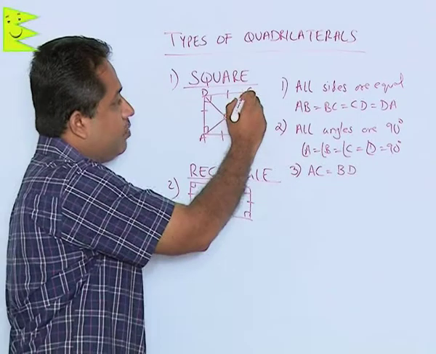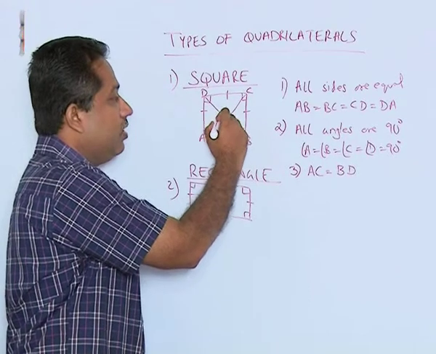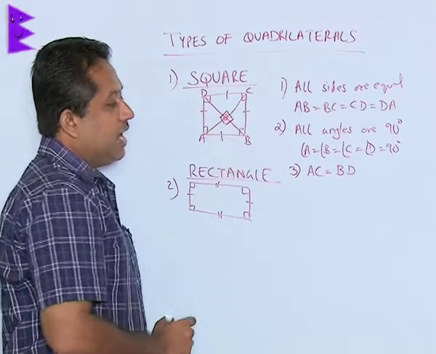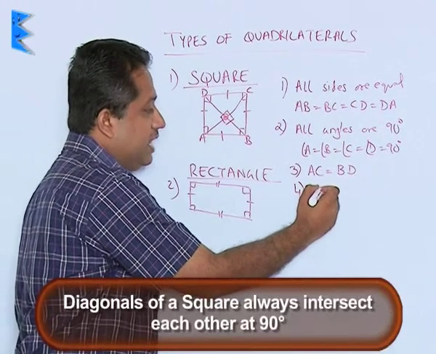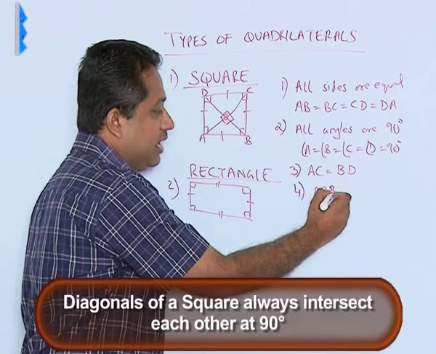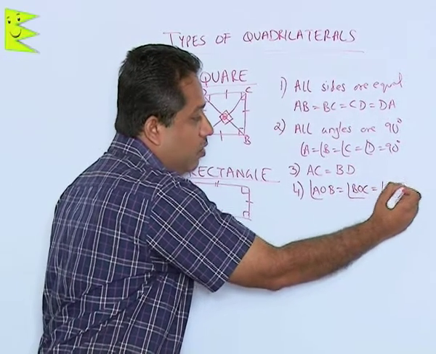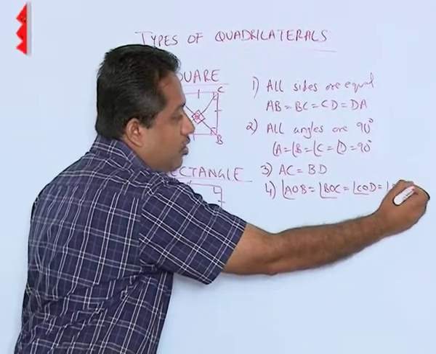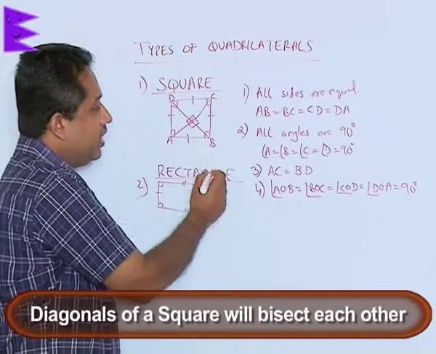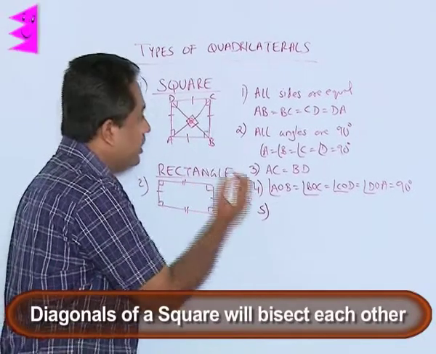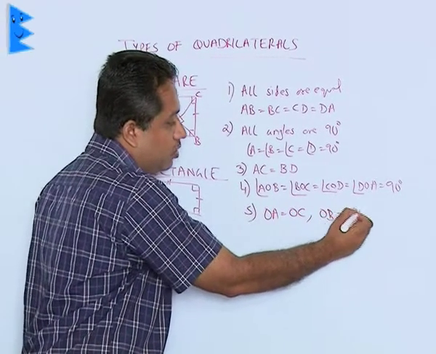And also another important property, when we join the diagonals, the intersection point, if I am marking it O, it will always intersect each other at 90 degrees. So, we can say that diagonals of a square intersect each other at 90. So, all the angles AOB, BOC, COD and DOA will all be equal to 90 degrees. And also the diagonals of the square will bisect each other. Bisecting each other means OA will be equal to OC and OB will be equal to OD.